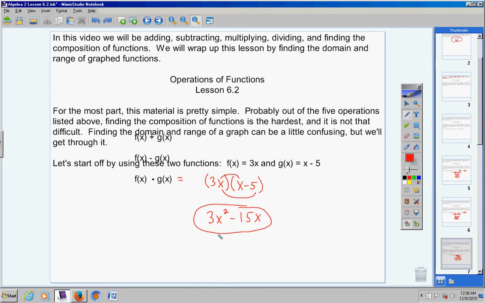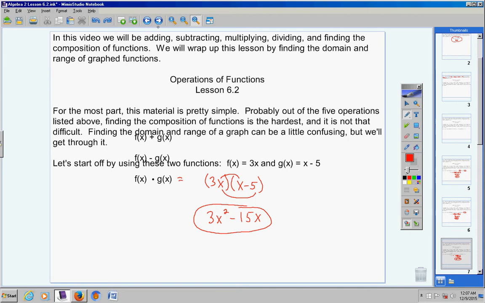Now, you can multiply unlike terms. Look up here. This is an x term. This is a constant term, right? And we multiply them together. You can definitely multiply unlike terms. You cannot combine or add or subtract unlike terms. Okay? So that's it. We're finished.